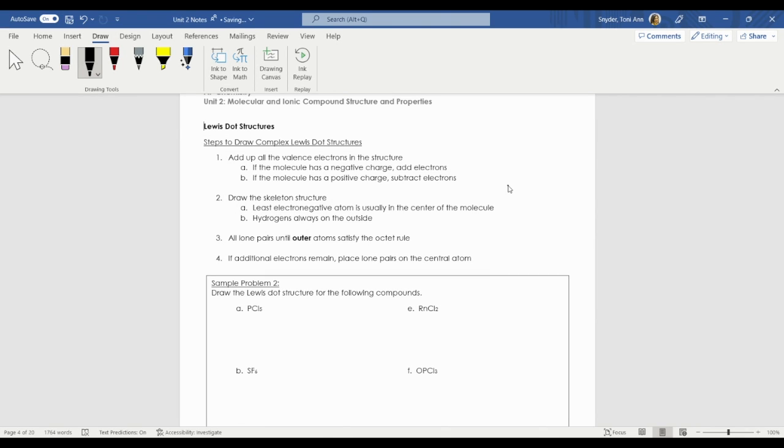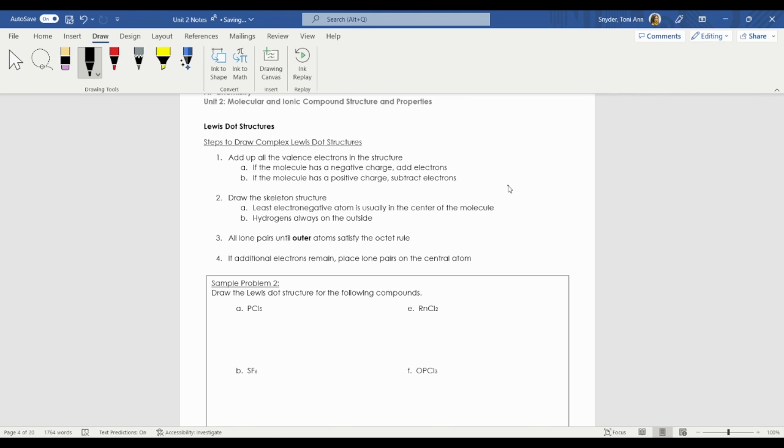Hey everybody, and welcome to our next video in Unit 2, which is all about Lewis dot structures. Now, in Chem 1, we all drew Lewis dot structures. However, we are taking this a step further, because what fun would it be if we had to draw easy Lewis dot structures for AP, right? We're going to draw more complex Lewis dot structures, and there's a method to do this.